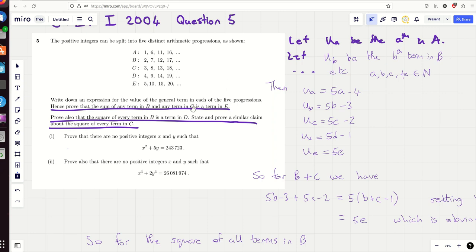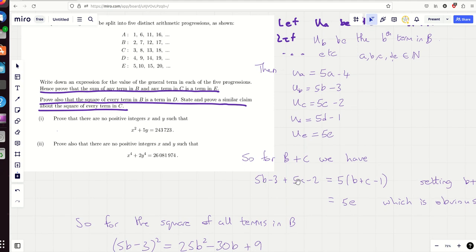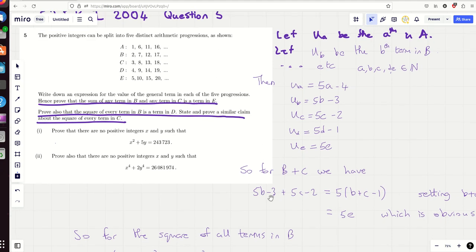So to prove that any term in B plus any term in C is a term in E, and this is why we need different letters here, because if I was saying 5m minus 3 plus 5m minus 2, all I've actually proved then is that if you take the same term positionally in B and add it to the same term positionally in C, like 12 plus 13, they'll equal a term in E, 25. That's not as strong a result as any term in B plus any term in C, is it? Because it could be the 1st term in B plus the 19th term in C. You've got to show that's a term in E, and that's why you need different letters here.